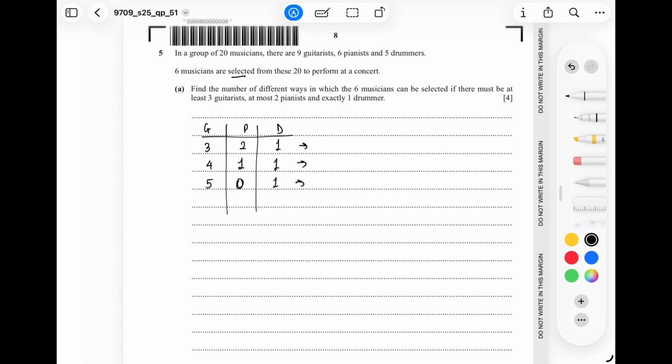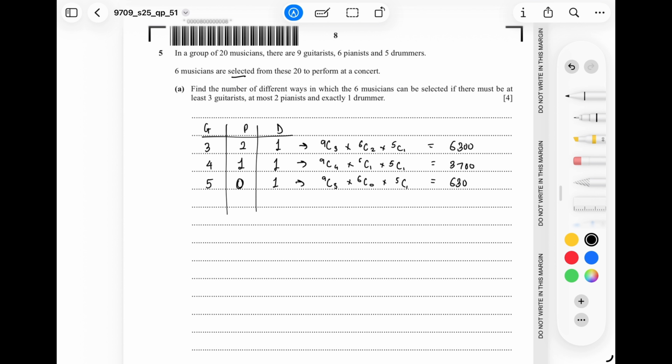Out of 9 guitarists, you do 9 choose 3 multiplied by 6 pianists, 6 choose 2, 5 choose 1. You do the same, so 9 choose 4 times 6 choose 1 times 5 choose 1. Then 9 choose 5 times 6 choose 0 times 5 choose 1. You enter them in your calculator. For the first one, you get 6300. For the second one, you get 3780, and the last one you get 630.